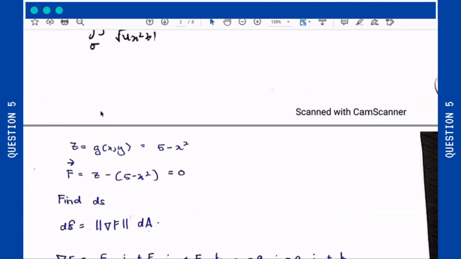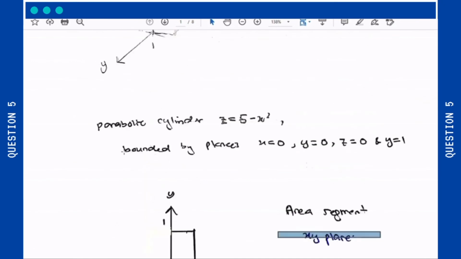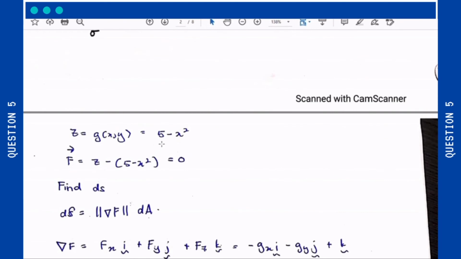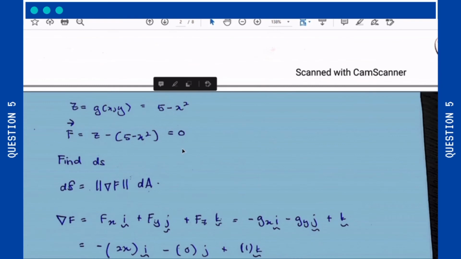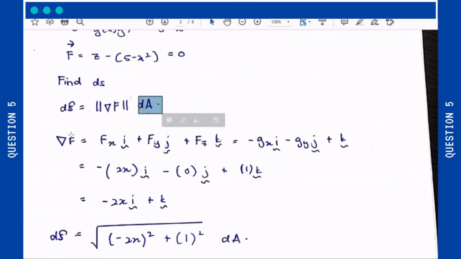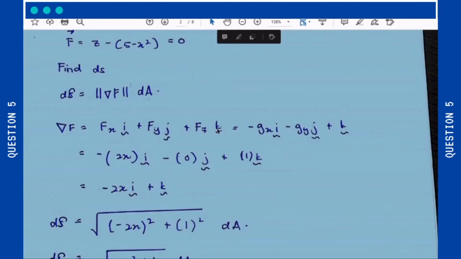Now, after that, we find function z. Function z is equal to function g(x, y), which we can get from here: z is equal to 5 minus x squared. And we find vector f. I use type 1, condition 1, which is z minus function z is equal to 0. This is the condition. Now find dS. dS is equal to the magnitude of the gradient of f times dA.